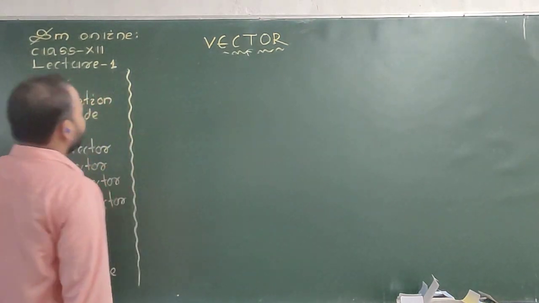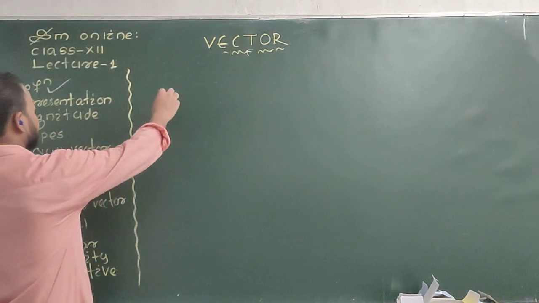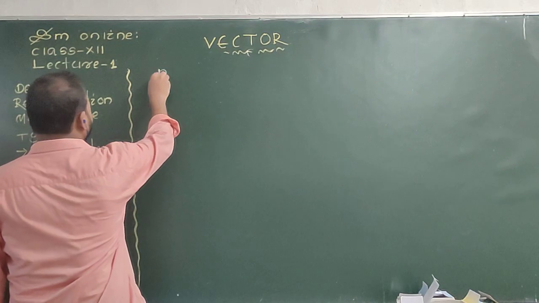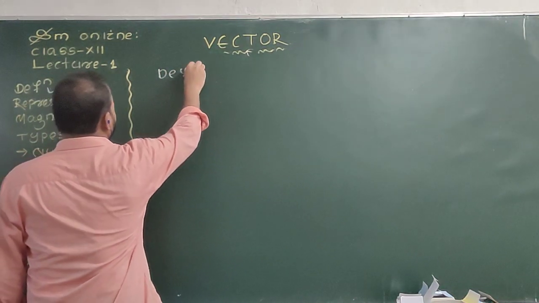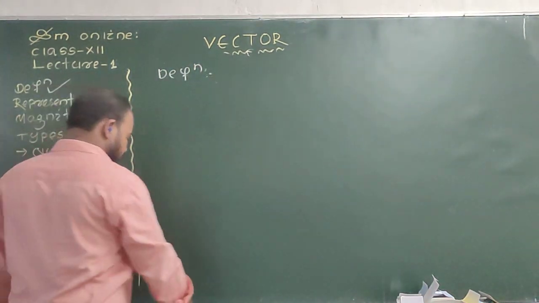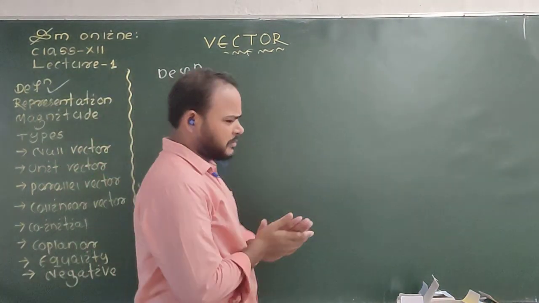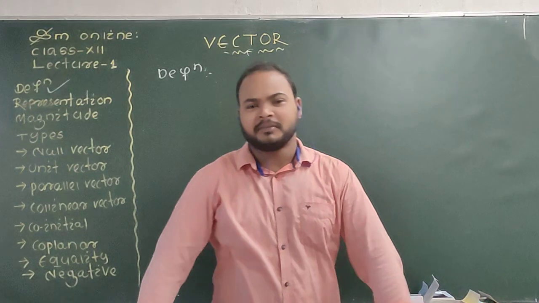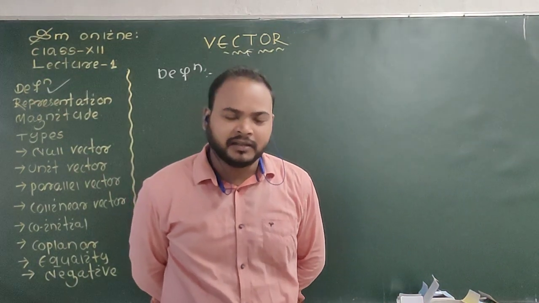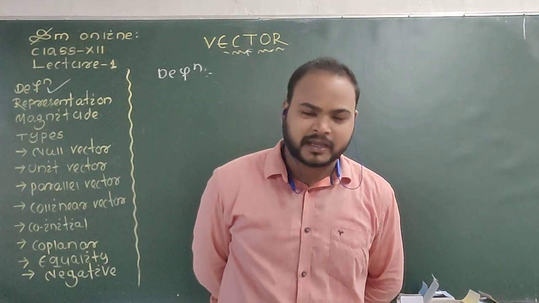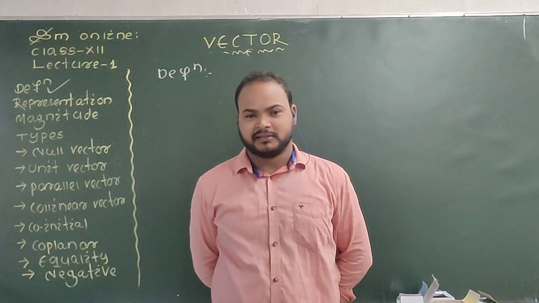Now, first, vector definition. Vector means the quantity which has magnitude and direction.